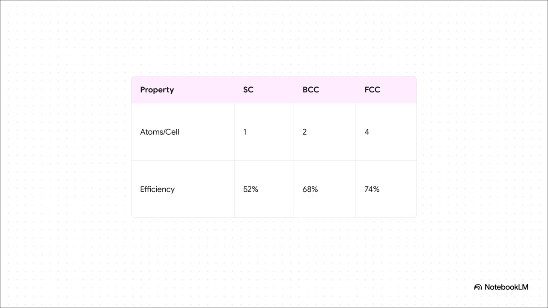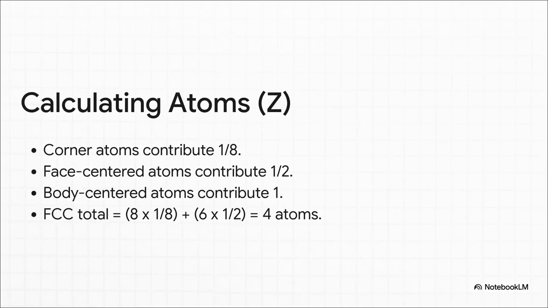Face-centered cubic structures actually hit a maximum packing efficiency of 74%. The logic behind how we calculate the number of atoms inside these unit cells is super clever. You see, an atom sitting right on the corner isn't fully inside that one cell. It's acting like a joint, shared equally by 8 different cubes touching that corner, so it only counts as 1/8 of an atom for our cell.